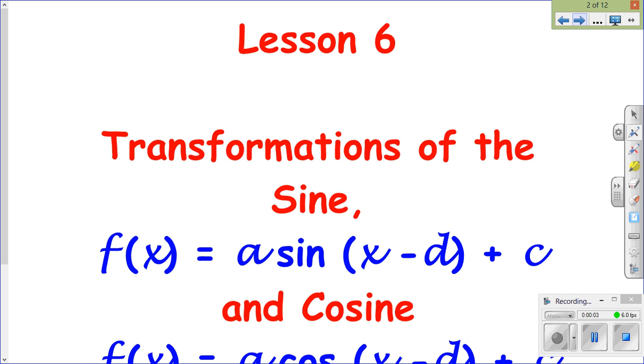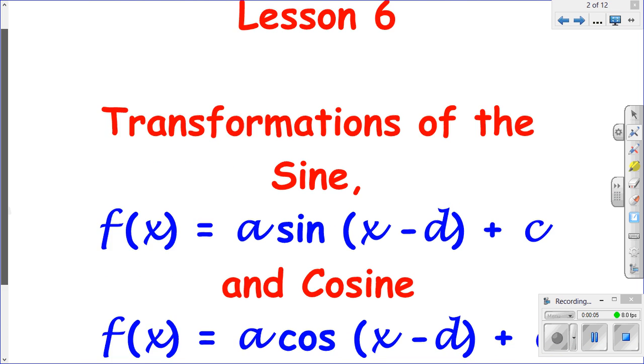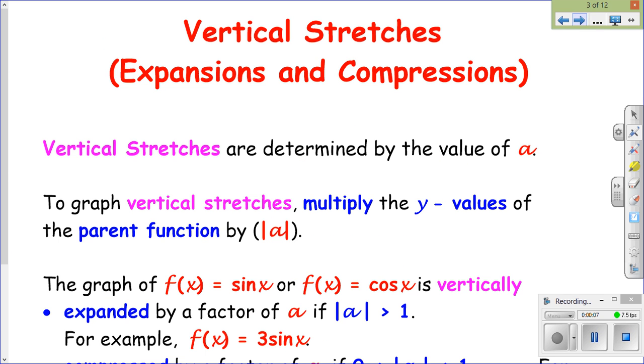Trigonometric functions and transformations of the sine function and cosine function when they're combined. Remember, vertical stretches are determined by the value of A, and we typically combine them when we're graphing with a reflection in the x-axis if it exists. And we graph them together by multiplying the y values of the parent function by A.